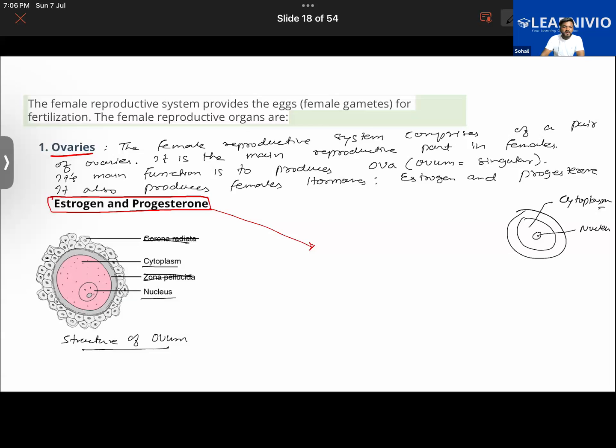Let us learn about the function of estrogen and progesterone. What are these two, by the way, guys? What are estrogen and progesterone? They are basically female hormones, and they are produced by the ovaries. Okay, now keep that in mind.